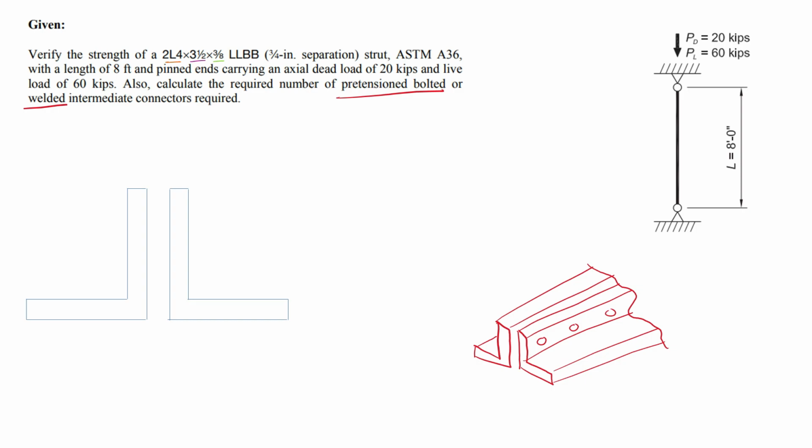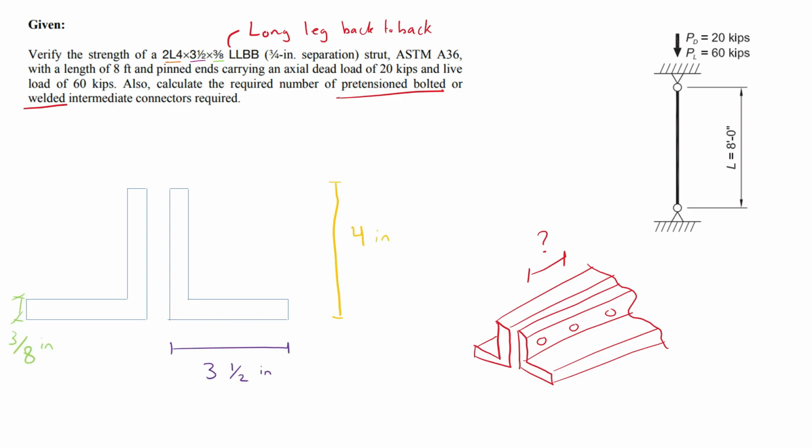We will see how the connector spacing plays a role in the overall member strength and how we determine the right spacing. In this example, we have a long leg back-to-back double angle section. This means that the angles meet at their longer legs. Please note that we have a separation between the angles of 3/4 inches.